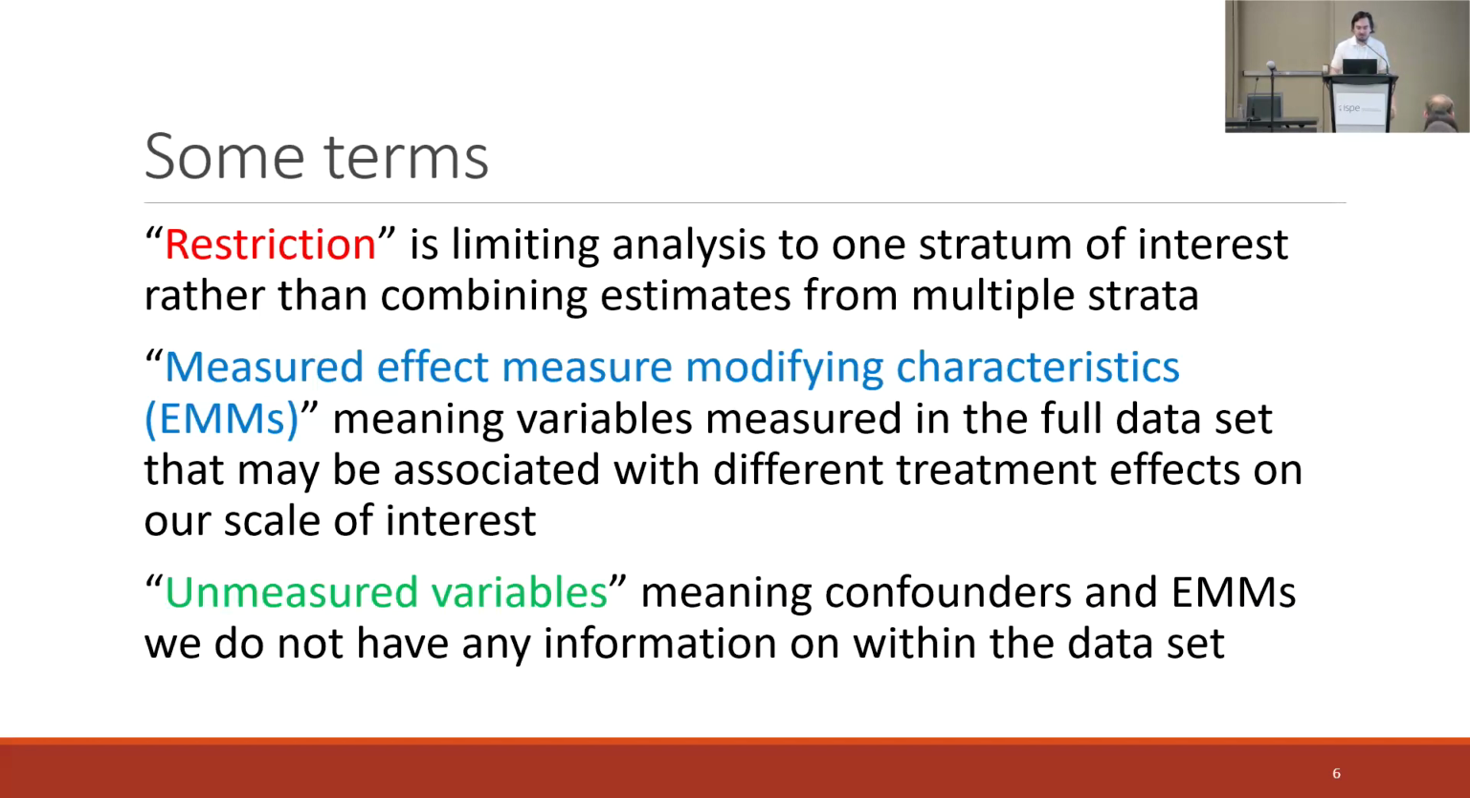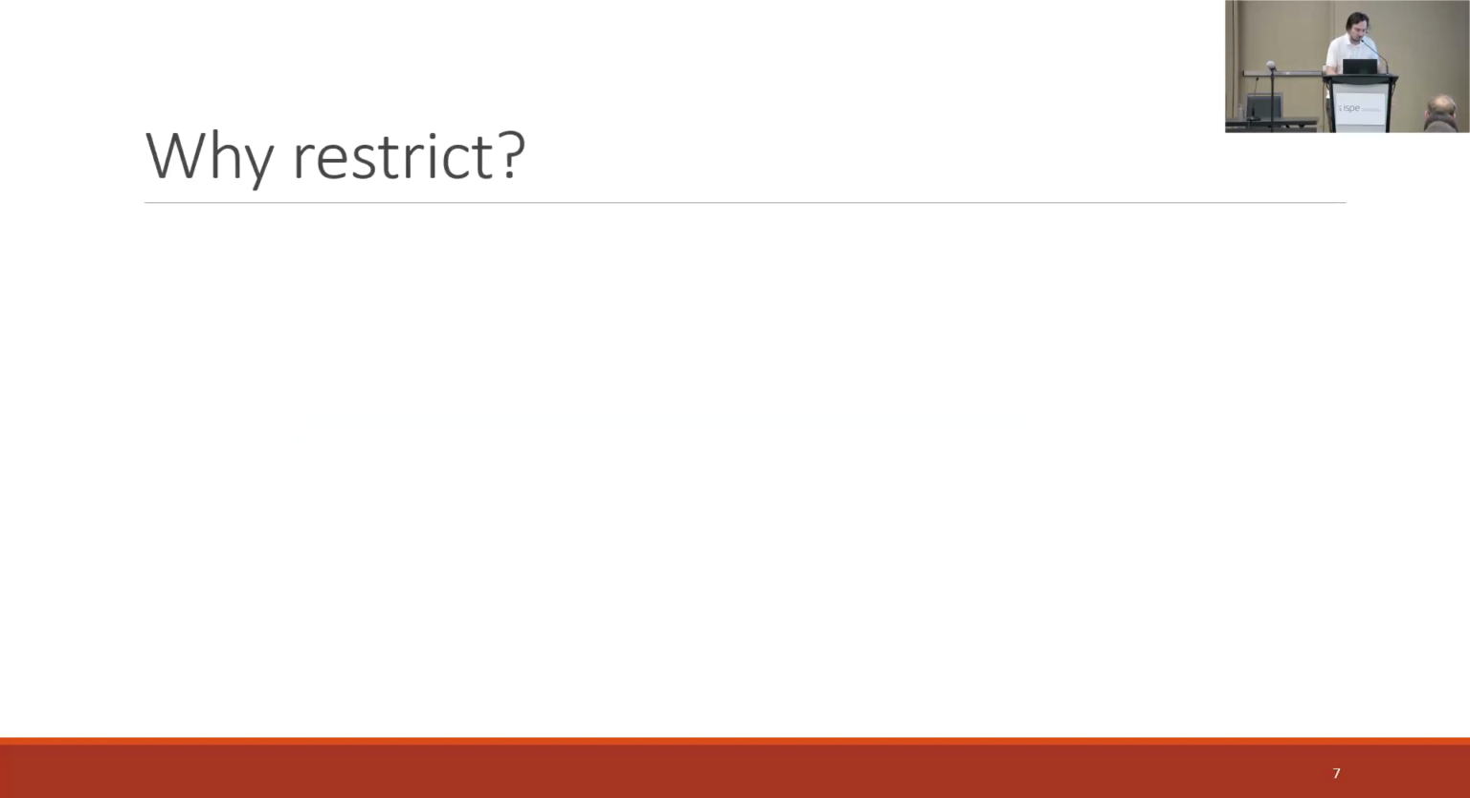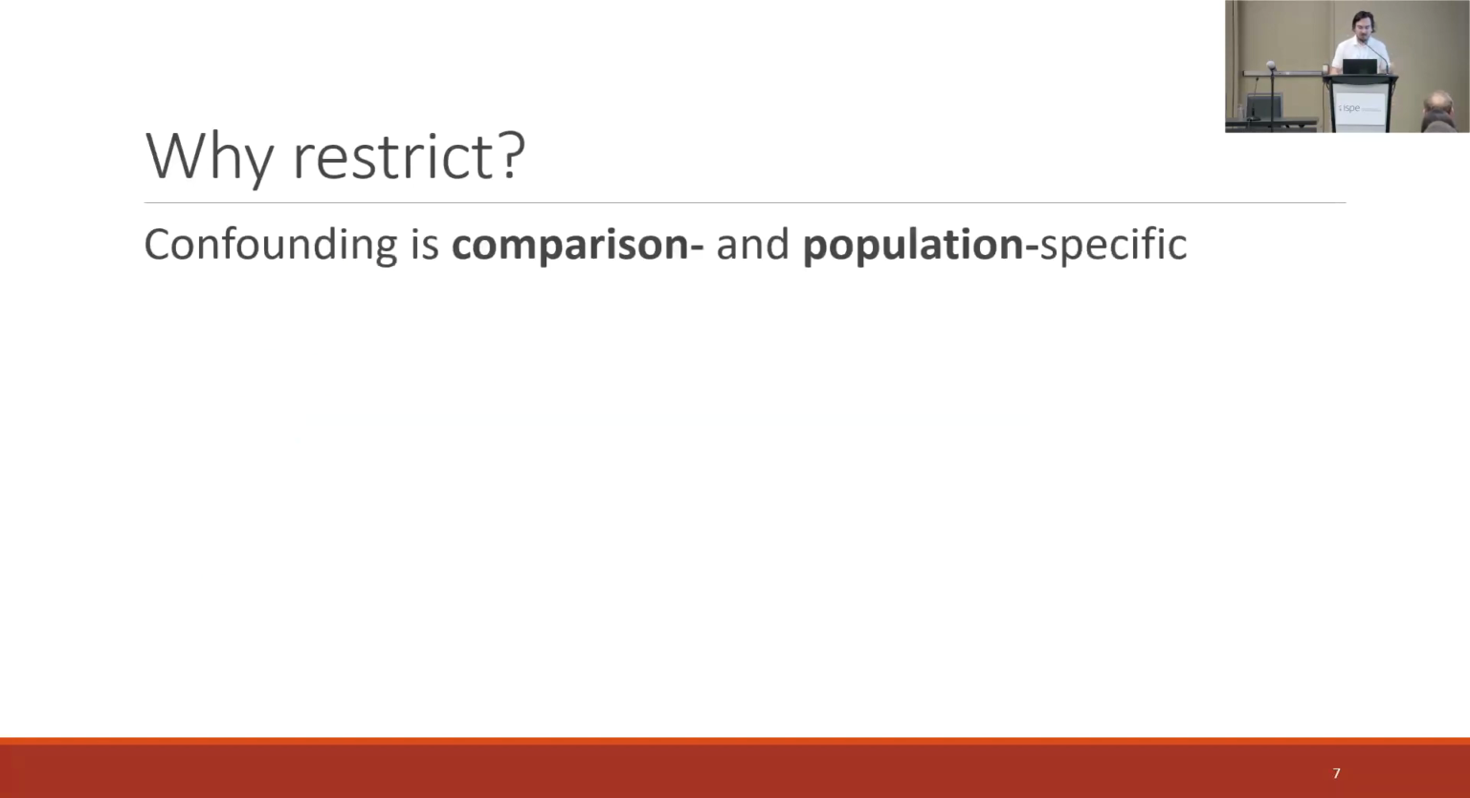So first of all, why do we restrict in pharmacoepi? This is because confounding is a comparison, so which comparator you pick changes whether you have confounding, and also a population-specific phenomenon. If you change your population, you potentially change the amount of confounding.